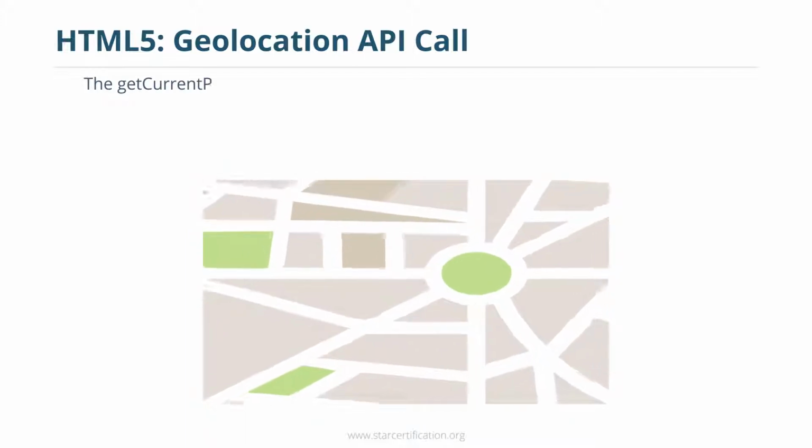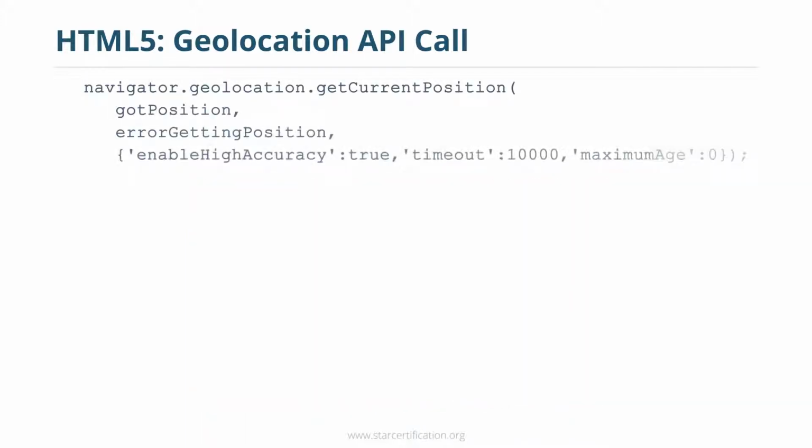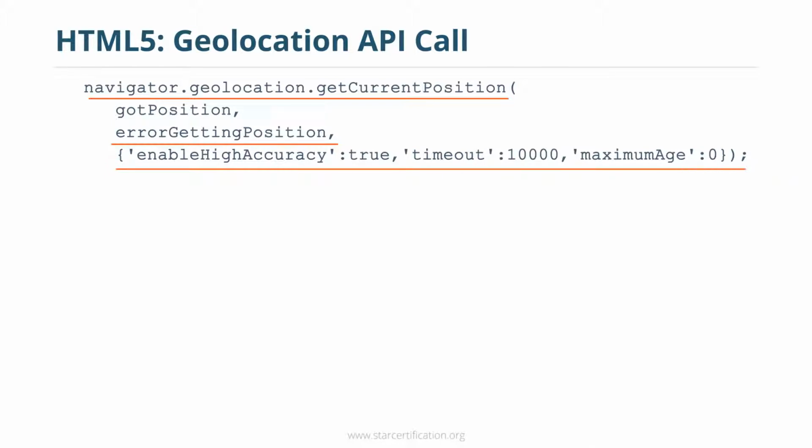To get the current position, you can use the getCurrentPosition API call. The first parameter is the function that is called when your location is successfully returned. The second parameter is the function that is called if there is an error. The third parameter is an object containing the parameters for the GPS request.